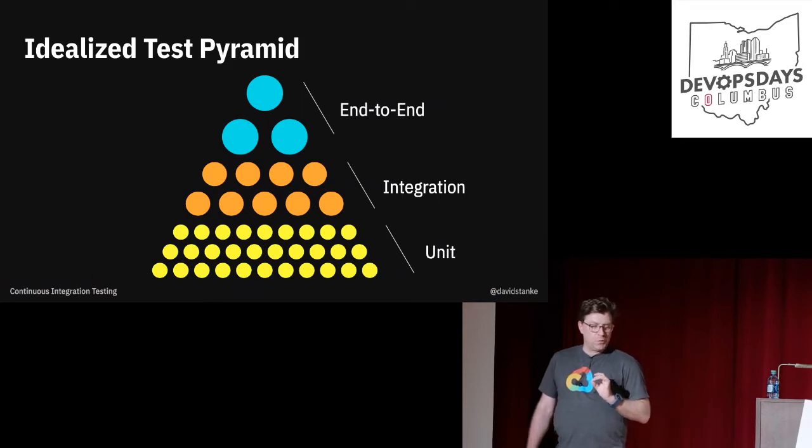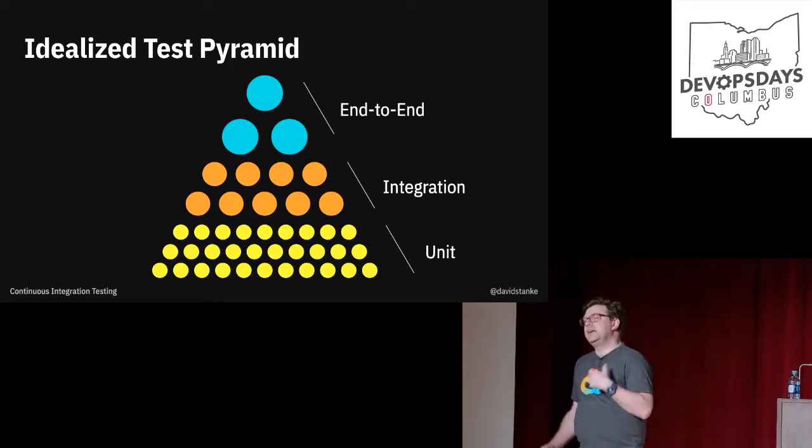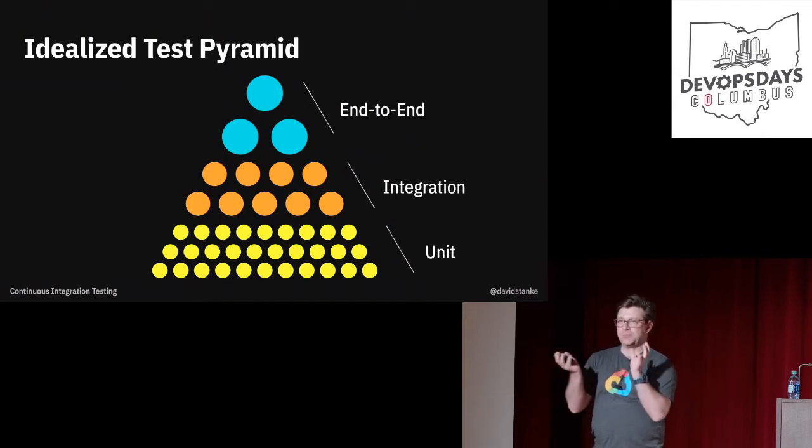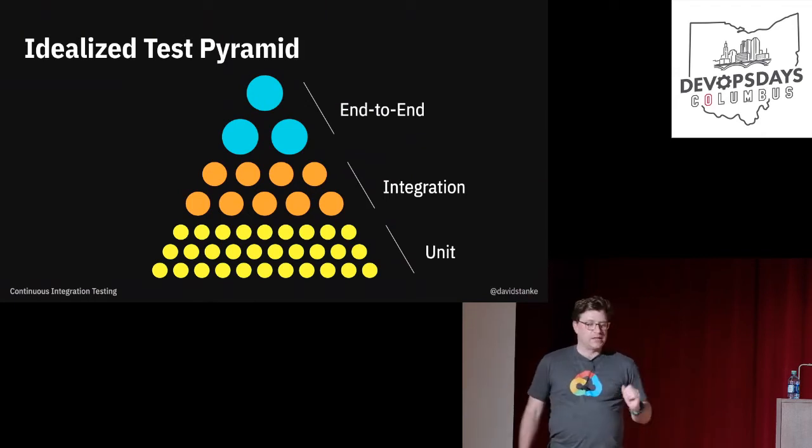Now, what I want to mention, in the context of this talk, is that we're going to say that tests that run within or at one microservice level are unit tests. And when we put them together, multiple services interacting, that's where we get integration tests. Now, this is an idealized test pyramid.